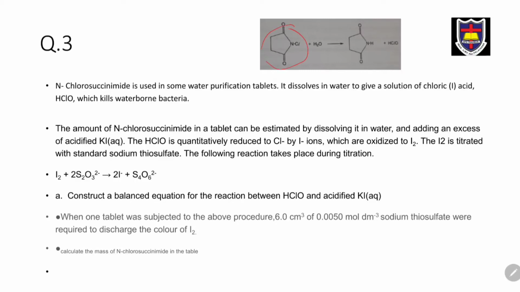This one reacts with water, dissolving in water to give a solution of chloric(I) acid, with a ratio of 1 to 1. Then the tablet dissolves in water and releases chloric(I) acid, which then reacts with acidified KI.